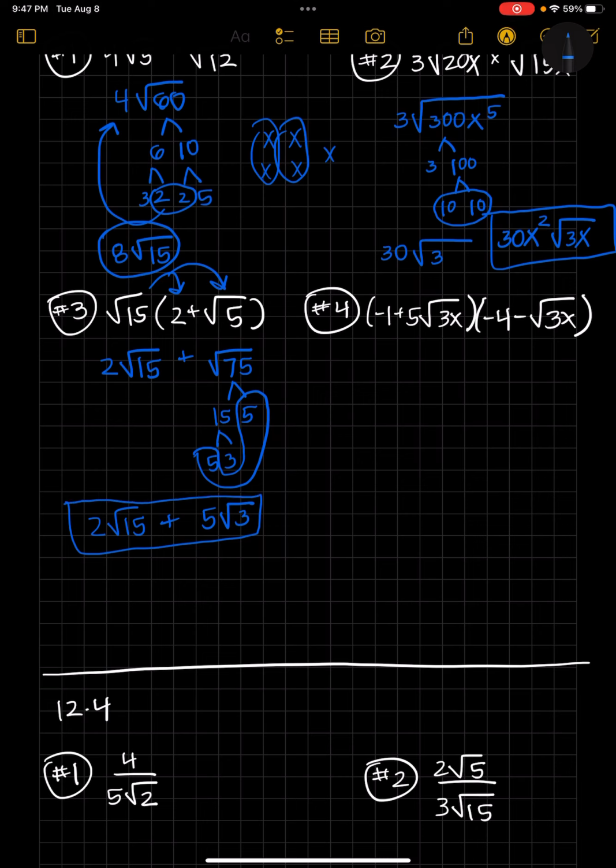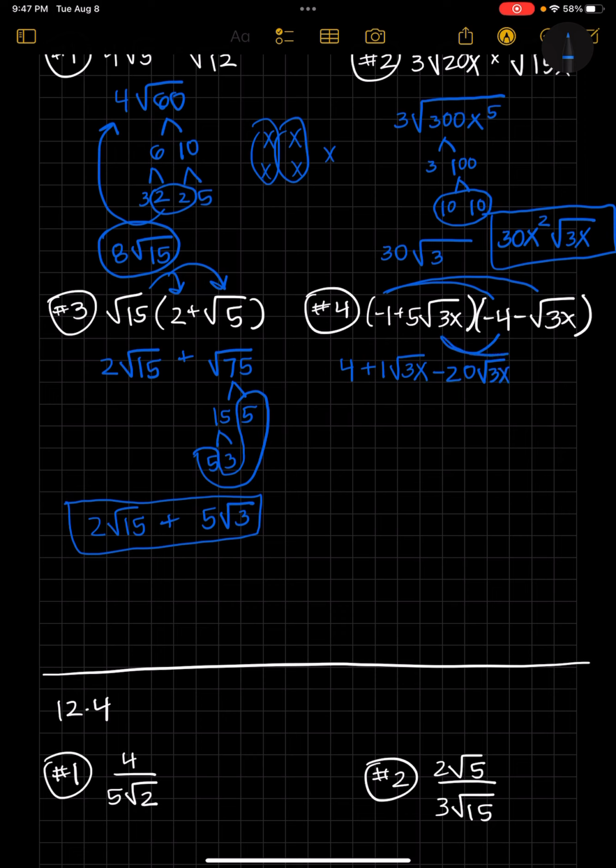Okay. And then this last example is unfortunately the hardest, but that's just because we have to FOIL. So I'm going to start right here. Negative 1 times negative 4 gives me 4. Then negative 1 times negative square root 3x would give me a positive 1 square root 3x. Then we do these ones. So 5 square root 3x times negative 4. We multiply the 5 and the negative 4, gives me negative 20 root 3x.